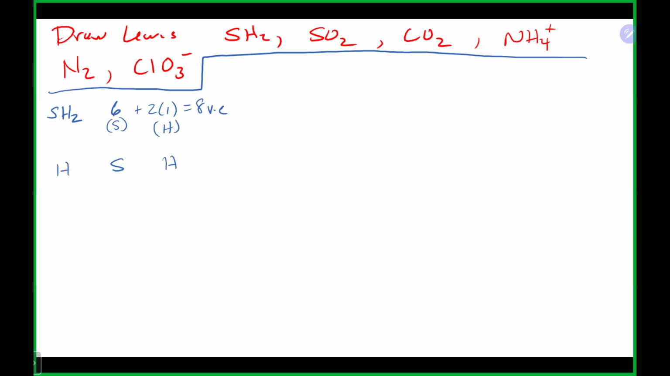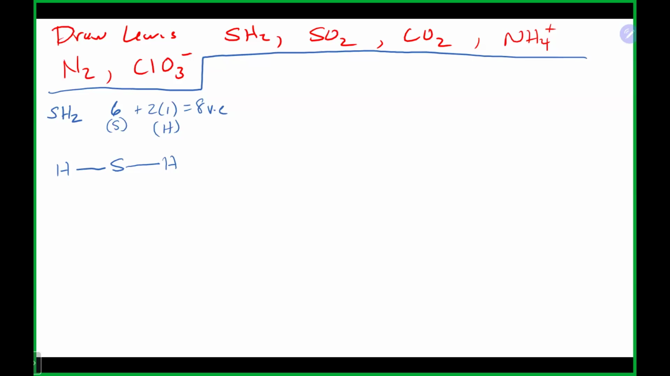Again, we're going to follow our normal rules here, which is we're going to make a single bond from the center to the outside. That again has used up 4 electrons, as each line represents 2 electrons. I have 4 more to go. Can I put dots on hydrogen? That is the right answer. Don't put dots on hydrogen.